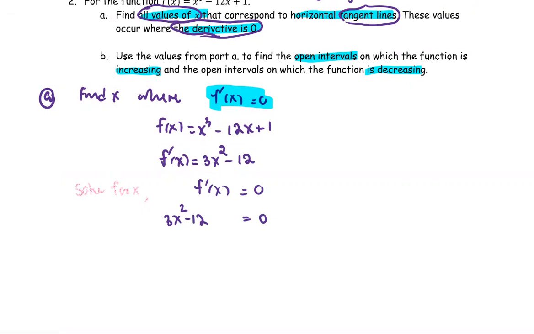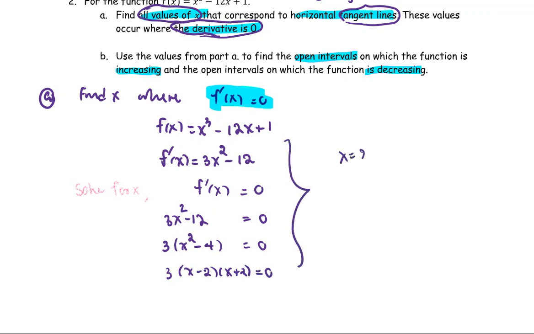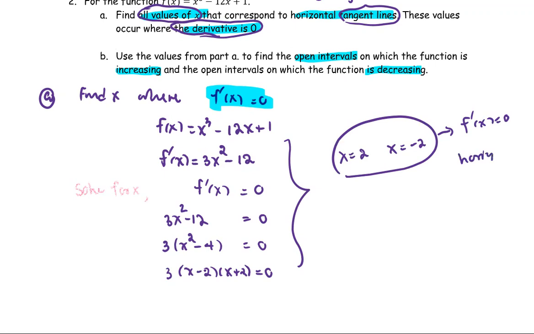To solve for x, I see the common factor of 3 and 12 is 3. So 3 multiplied by x squared minus 4 equals 0. Factor completely to get x minus 2 times x plus 2. This way, I can see that x equals 2 and x equals negative 2 will give us f prime of x equals 0, where the horizontal tangent lines will occur.